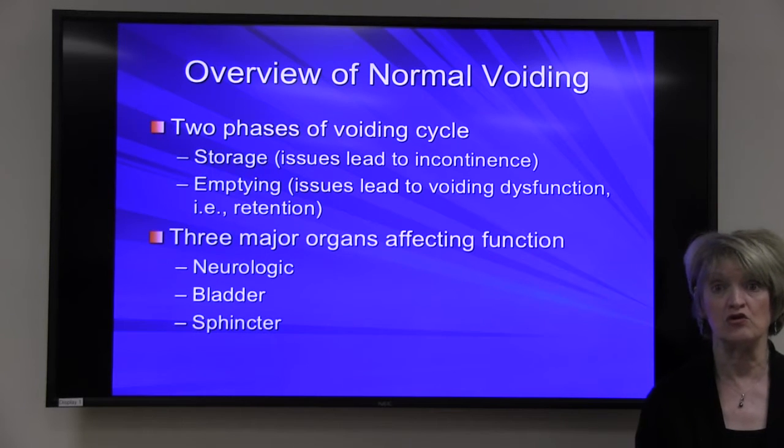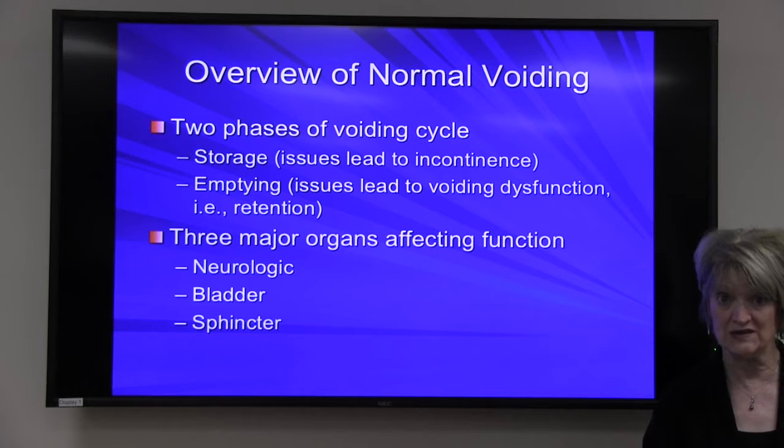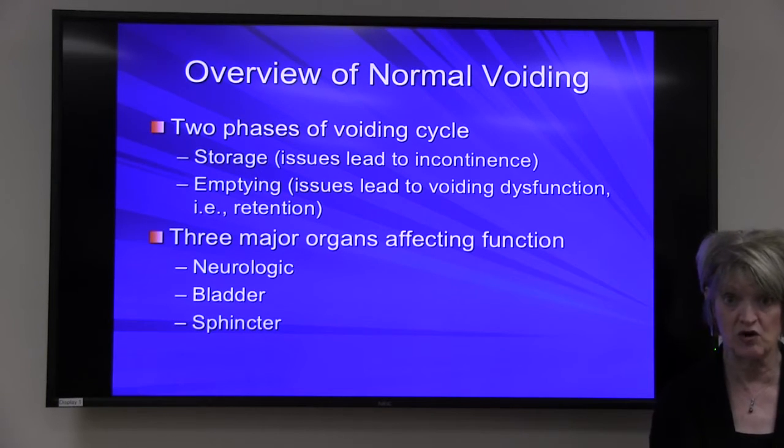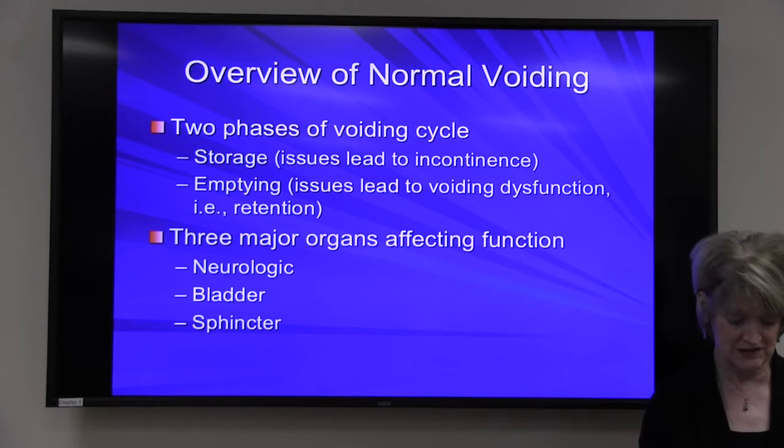Now, as we go through normal function, as we go through assessment, as we go through management, you will find attention to three major systems. First of all, the neurologic system, all of the neural structures and pathways that control voiding and control storage. Secondly, the bladder itself. And finally, the sphincter mechanism. So that's what we're going to look at as we go through. We're first going to look at neural control, then the functions of the bladder itself, then the functions of the sphincter itself.